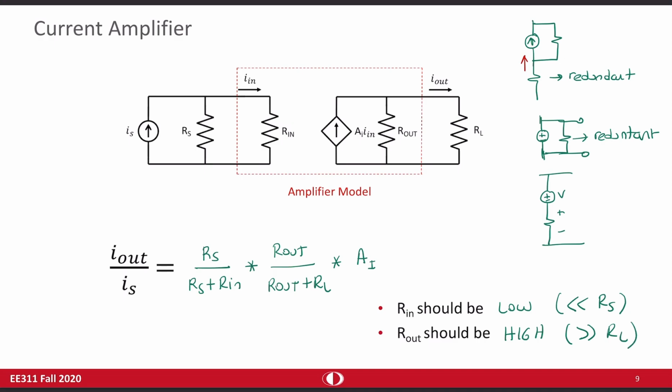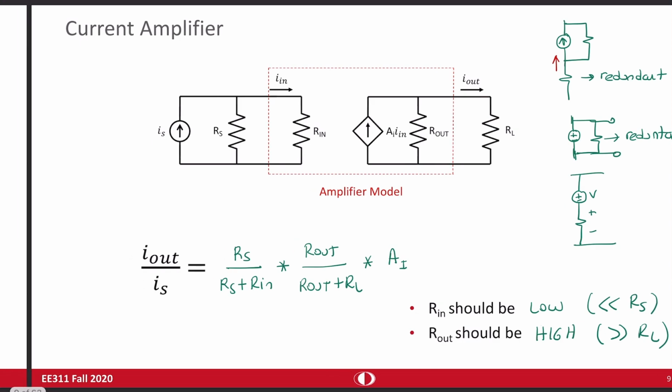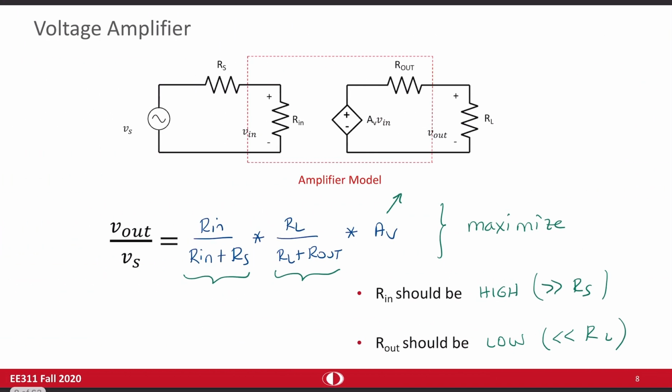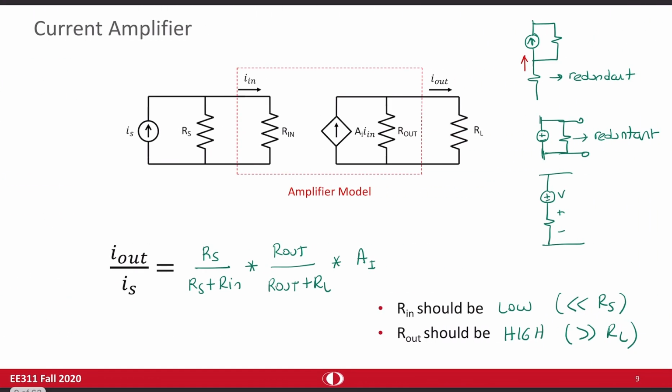Look at the result. This result is completely opposite of what we had previously. For a voltage amplifier, you want Rin high. For a current amplifier, you want Rin low. The same story for the Rout. So depending on the type of the amplifier, your design requirements for input impedance and output impedance may change.